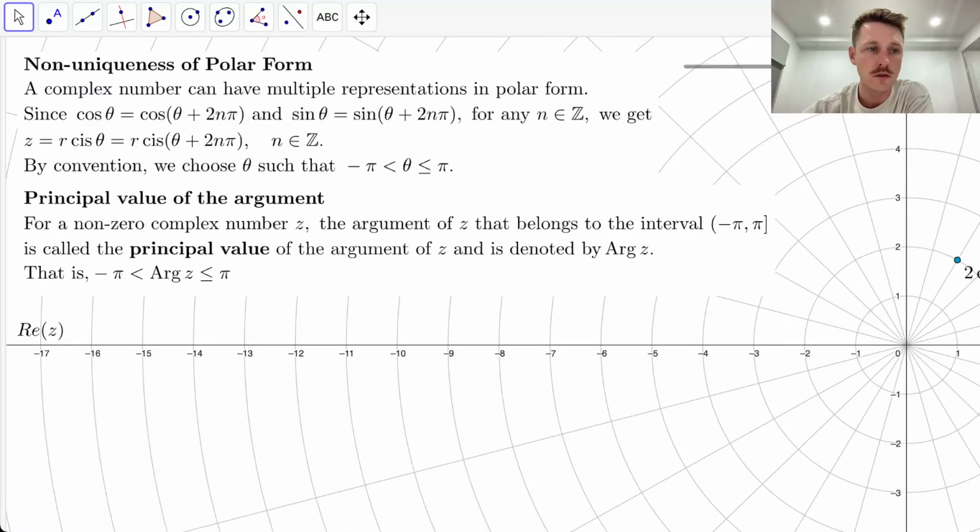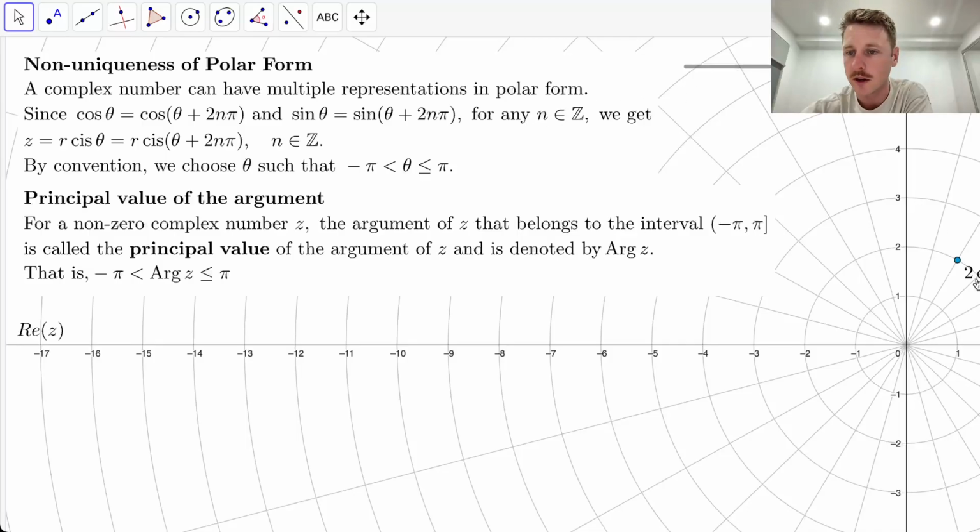Okay, let's keep moving. So the next thing we want to talk about is what's called the non-uniqueness of polar form. So we say that a complex number can have multiple representations in polar form, and you'll see why. The reason is because cosine and sine are periodic. Again, you've hopefully learned a little bit about circular functions, which basically means they start to repeat after 2 pi. So cosine of theta is also equal to cosine of theta plus even multiples of pi, and similarly for sine, where n is some integer. So any even multiples of pi, you're just going to repeat.